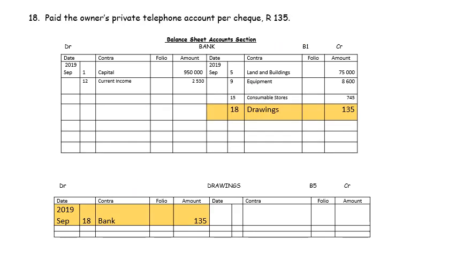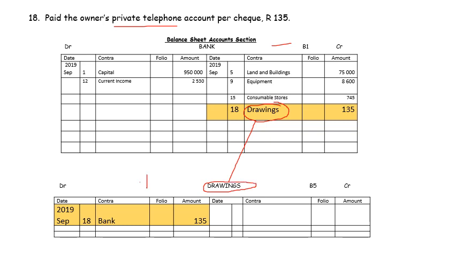Next action, on the 18th, we paid the owner's private telephone account. Anything of the owner is called drawings. We are paying in the bank account on the 18th. Money in the bank will decrease, and it's decreasing because of drawings. Name of the other account concerned is drawings.